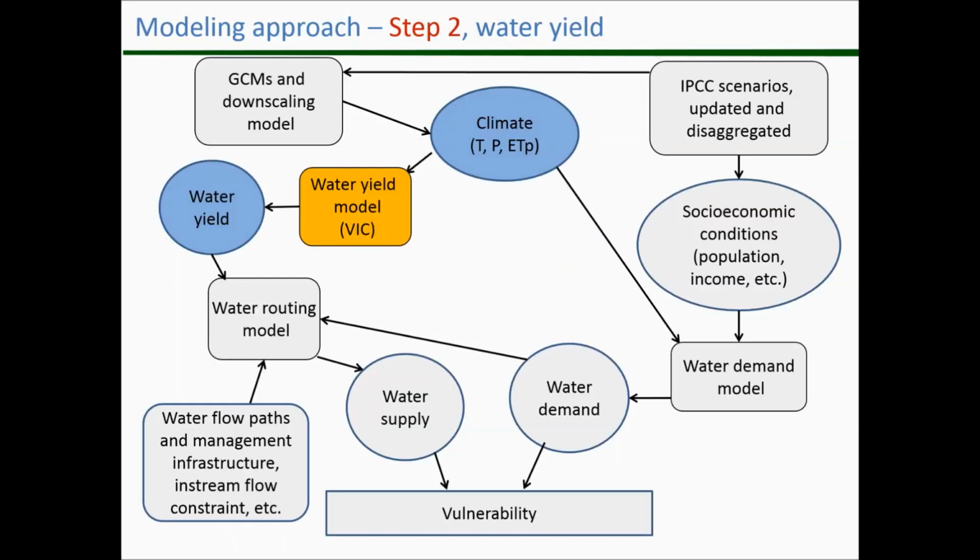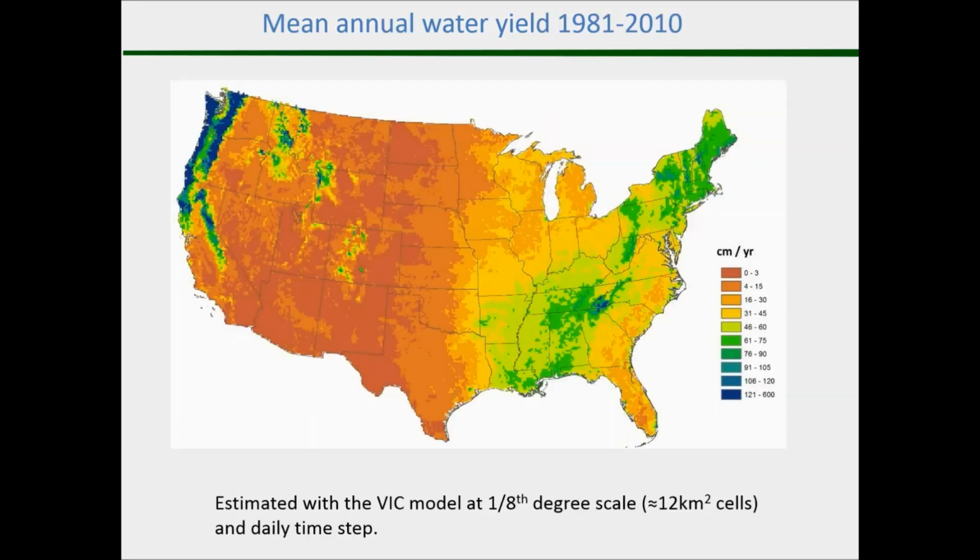Let me say that step 2 involves estimating water yield given the climate projections for those 14 futures. We used the Vic model this time to estimate water yield. Here's a picture of mean annual past water yield across the U.S. from the Vic model runs. It was run for each more or less 12 square kilometer cell across the country.